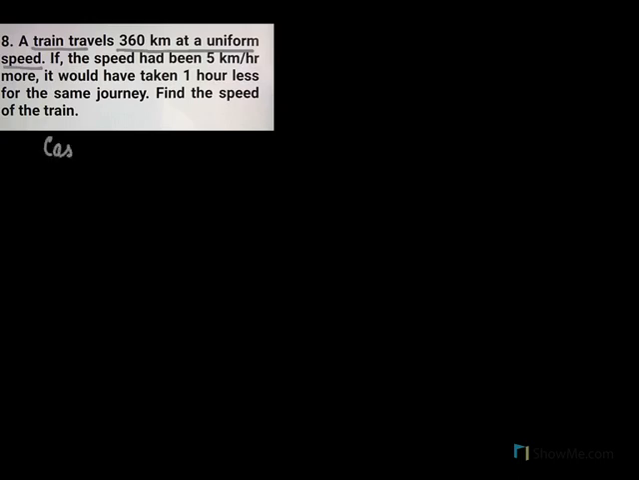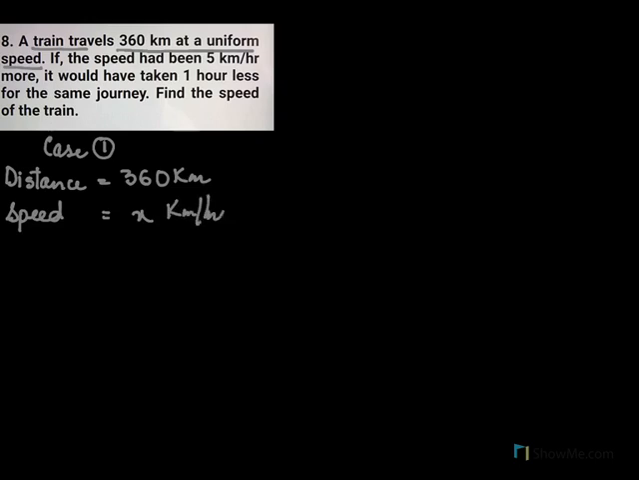So we have case 1. And here we know the distance the train is traveling is 360 kilometers. We do not know the speed. So we will take the speed, say, as x kilometer per hour. So what would the time be?